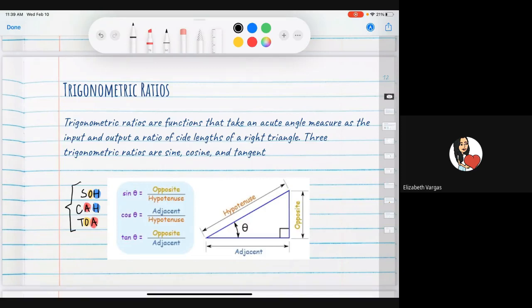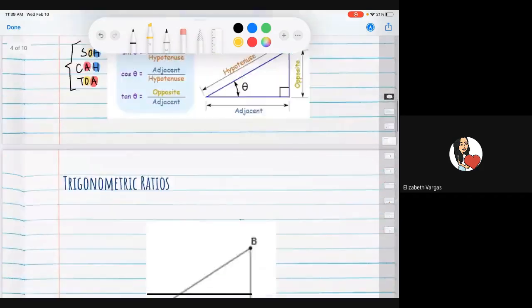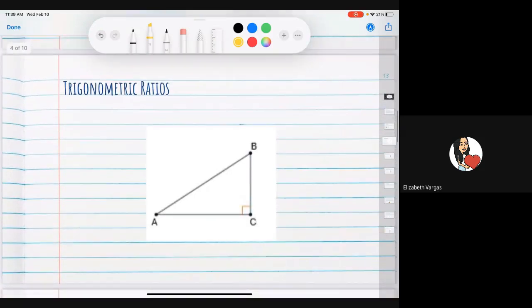So what does this even look like? Well, basically it says here that we are going to input an acute angle and get an output of side lengths. So here we have a right triangle. And let us say we are trying to find the side lengths of this right triangle. The way we would do that is we need to input an acute angle. We can use acute angle A or acute angle B. For this example, I'm going to use acute angle B.